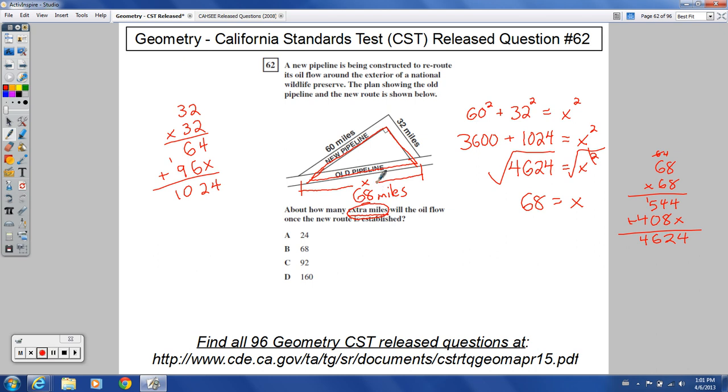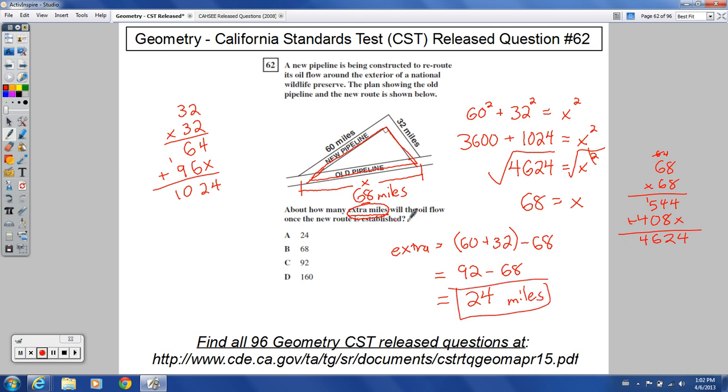So for extra miles, we need to take the new pipeline and add those two things together. So the extra miles would be 60 plus 32. That's the new mileage minus the old mileage going through there. So we take 92 minus 68. That's going to be our answer of 24 miles. There's 24 extra miles that the oil will be flowing through once the new route is established. So number 62, choice A.